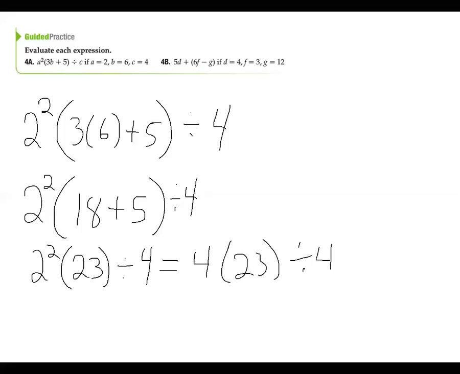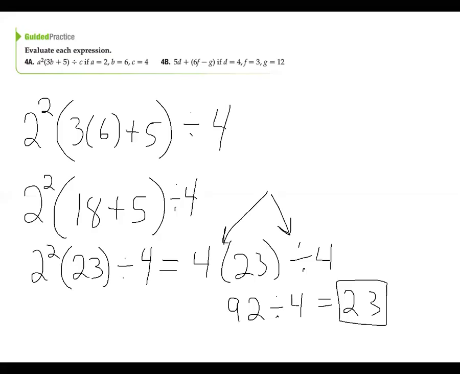Now 4 times 23 is, 4 times 20 would be 80, then 4 times 3 is 12, so that'd be 92 divided by 4, and 92 divided by 4 is 23. Now you might have noticed right here that you're multiplying by 4, then dividing by 4, so it's like you're going to do something and then reverse it, so you should end up with 23 anyway.